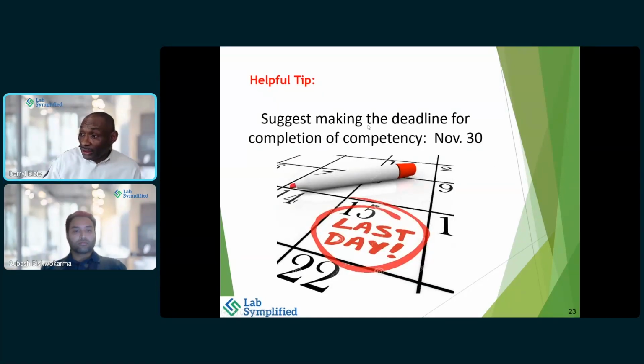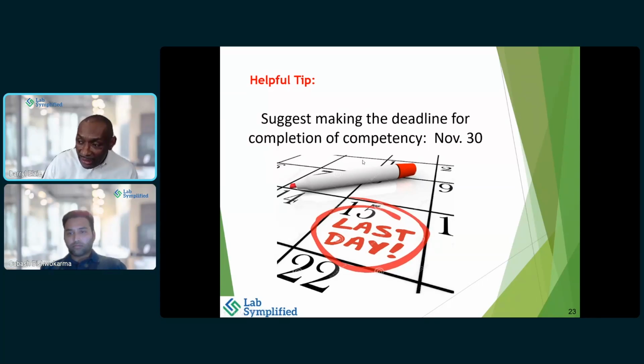Here's another tip, a suggestion for making the deadline for completion of competency around November 30th. I found that works. As I mentioned earlier, you don't want to be doing competency in December. Too much good stuff going on. You have the holidays and people have vacations, all those things going on.